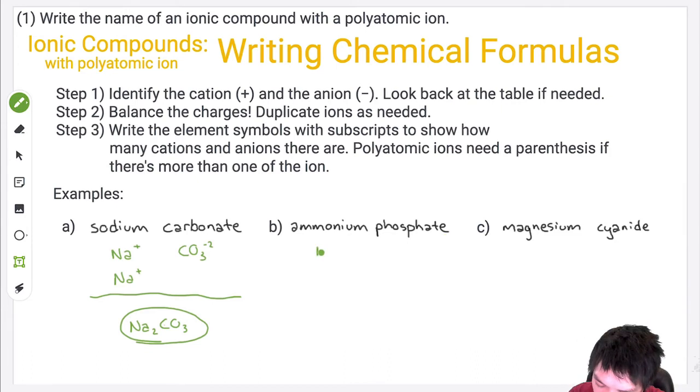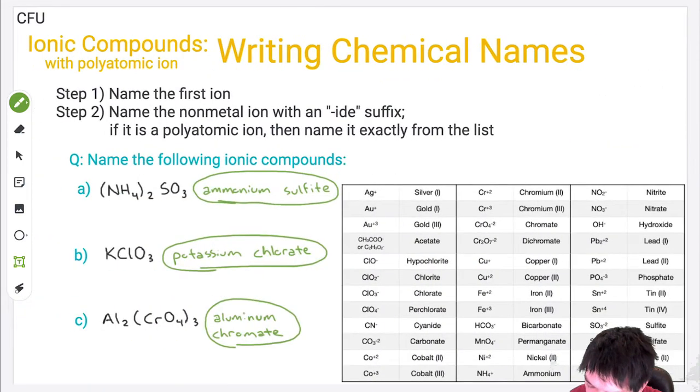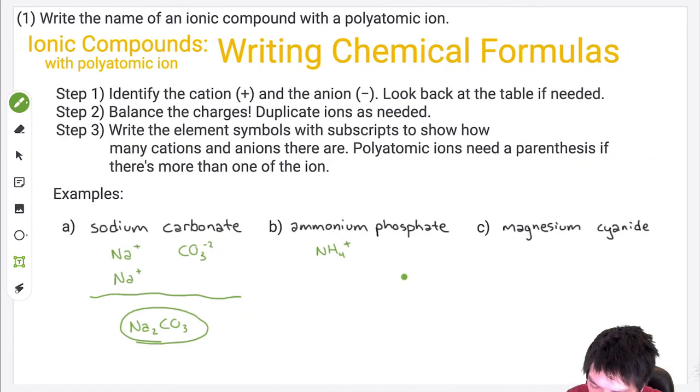Now ammonium is NH4, positive 1. I'll show you real quick where it is on the table. Okay, ammonium is NH4, right here, right? It has a positive 1 charge. Ammonium, positive 1 charge. And then the next one was phosphate.